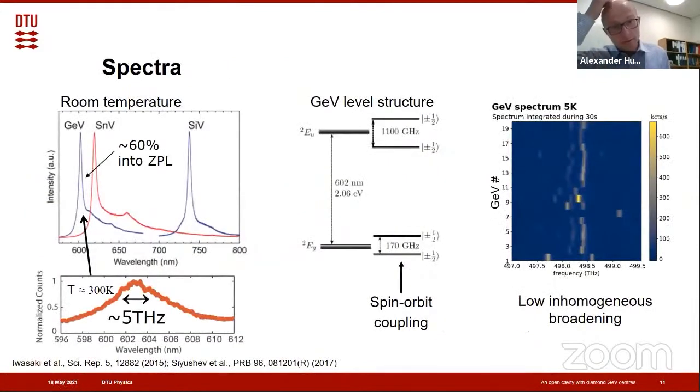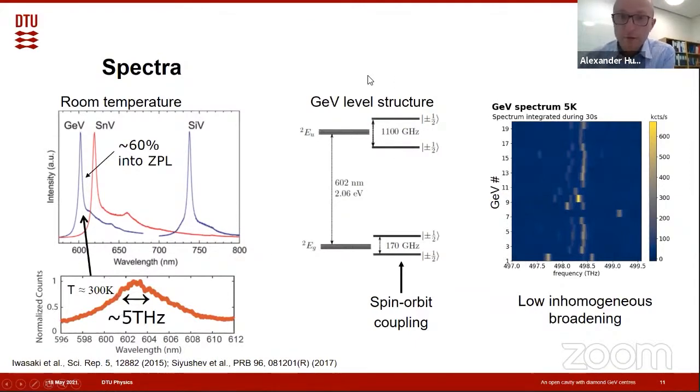Investigating the optical spectra of these color centers, one can observe a very sharp zero phonon line, so low scattering into phonons, with up to 60% of the emission at room temperature into the zero phonon line. For the silicon vacancy center the transition is around 740 nanometers, for the germanium vacancy around 600 nanometers, and for the tin vacancy center in the range of 620 nanometers. More precisely, the line width of a single germanium vacancy center is typically about 5 terahertz, even at room temperature.